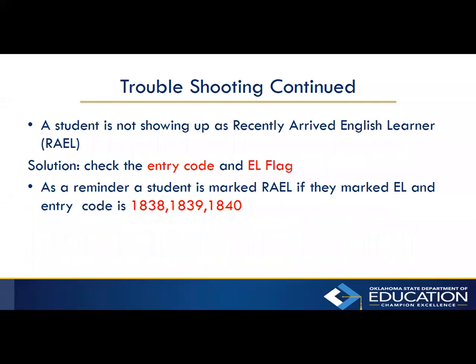So some troubleshooting also that we just wanted to mention about RAIL. A student is not showing up as a recently arrived English learner. So there's a couple things to look at there. You want to check your entry code and your EL flag. So a student is marked RAIL if they are marked EL, and then their entry code should either be 1838, 1839, or 1840. And you can see those codes and that information about RAIL in the WAVE document. It breaks down those codes and what those stand for.